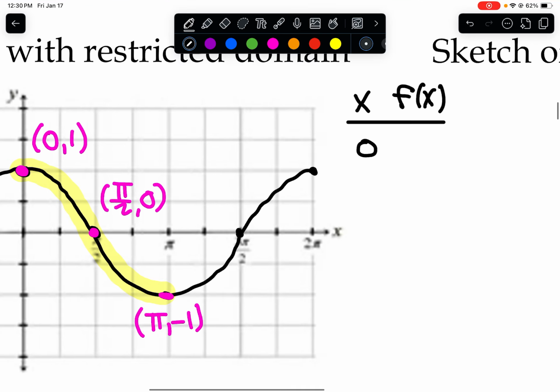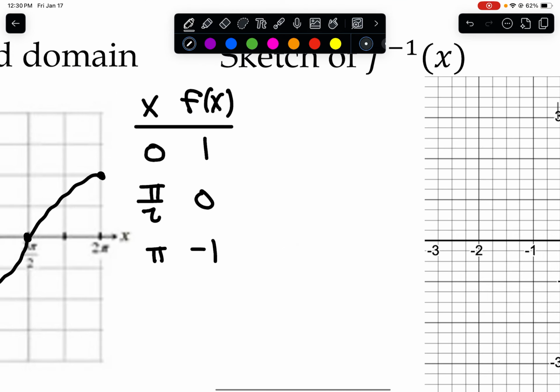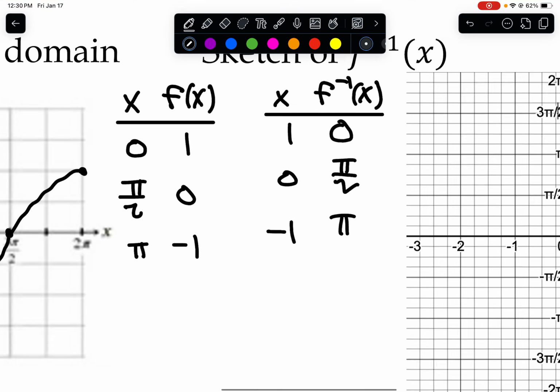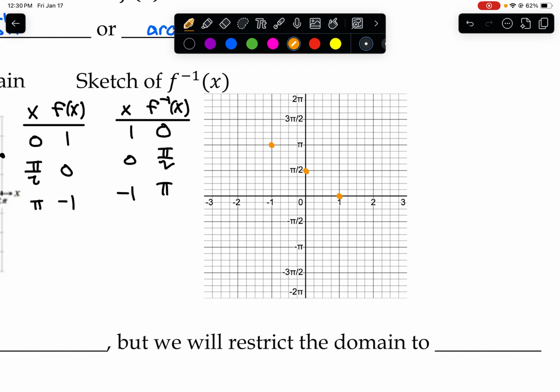So my points I have are (0, 1), (pi over 2, 0), (pi, -1). So when I do my inverse, now I'm going to have (1, 0), (0, pi over 2), (-1, pi), and so on. So now I'm going to plot these points. So we're going to have (1, 0), (0, pi over 2), and then (-1, pi). So once again, the points are collinear, which is a good sign, but now we need to figure out the concavity.